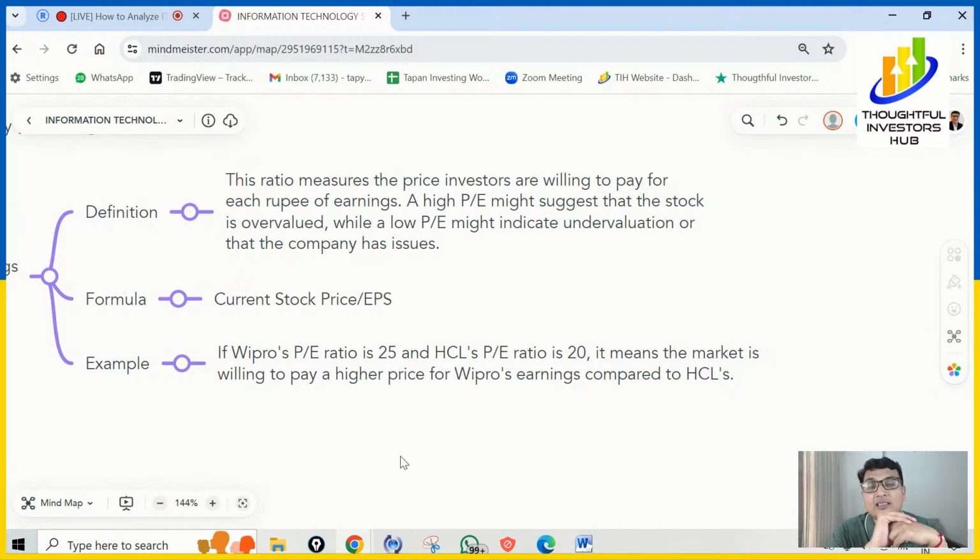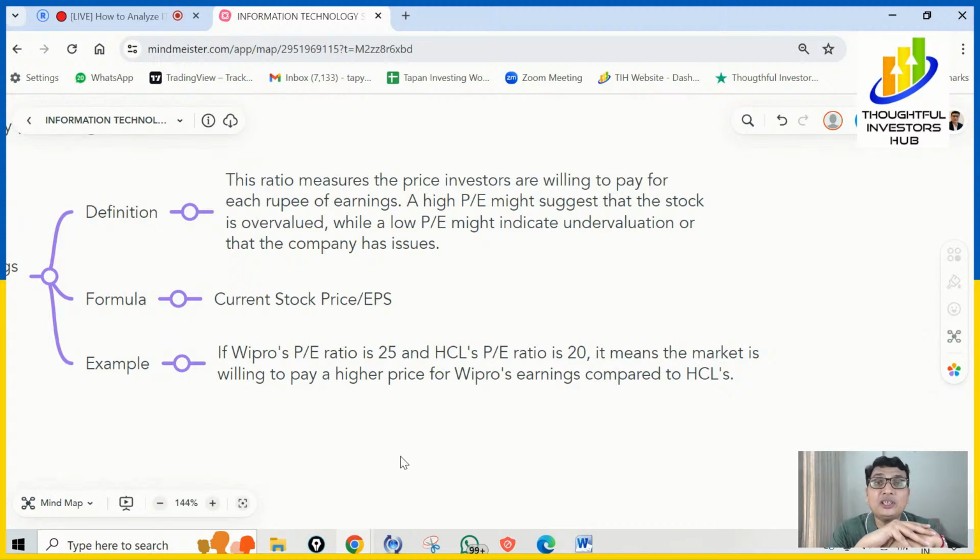See, basically, understand: company A is 25, company B is 18, but the industry P/E is 30. So compared to the industry, this company has a lower P/E, so that is okay. Yes, if the industry P/E was 30 and company A was 45, then it is expensive. Okay? Now, company B has 18.